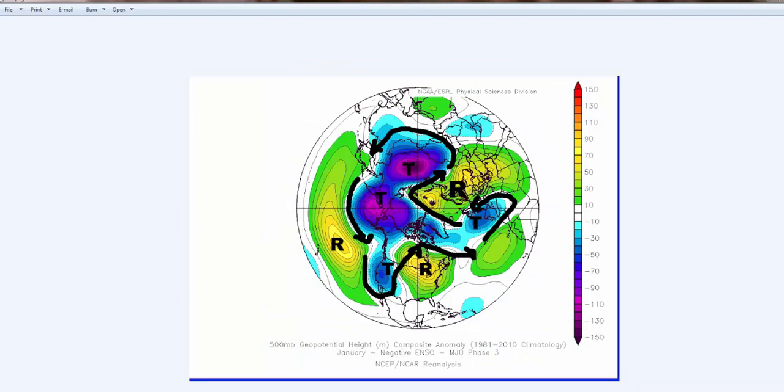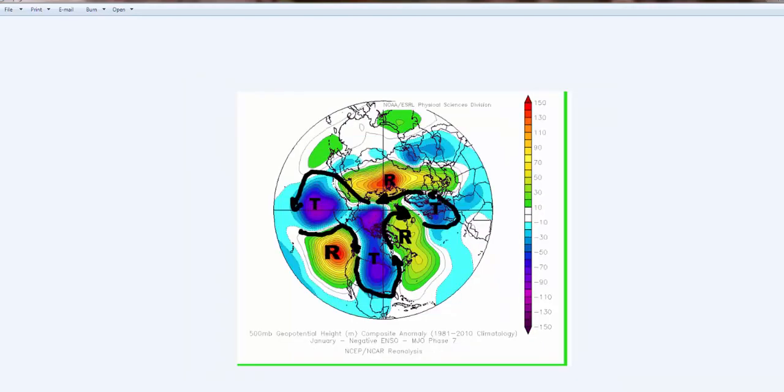Let's take a look at these patterns. What does this look like here? Now, January, phase 3. Remember, we were in phase 3 and phase 4. And you can see, I drew the lines in here so you can see the jet stream. And notice the strong ridge, that's what the R stands for, ridge, in the jet stream over the eastern U.S. and a big trough on the west coast. And that would produce a very warm pattern, obviously. And bang, sure enough, that's what we're seeing right now.